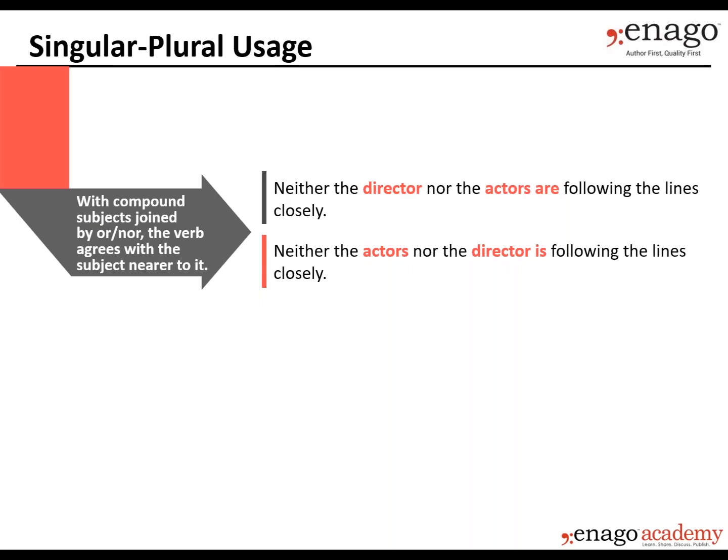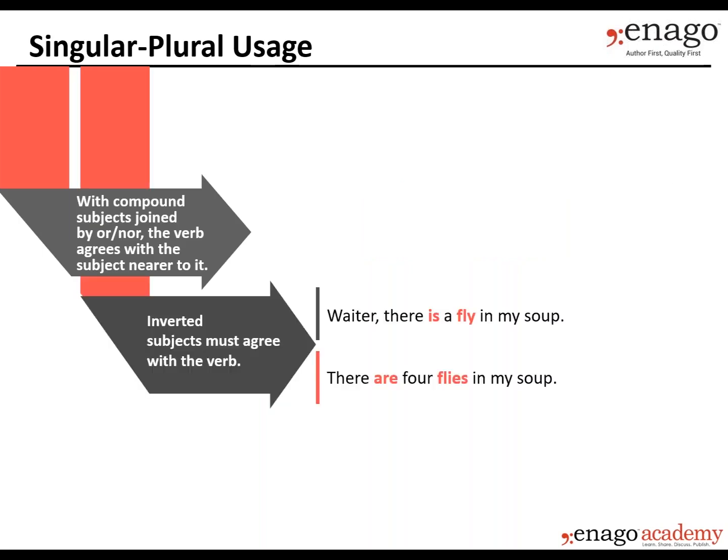So the next one is that inverted subjects must agree with the verb. So: waiter, there is a fly in my soup, whereas it would be: waiter, there are four flies in my soup, which is a really horrible bowl of soup.